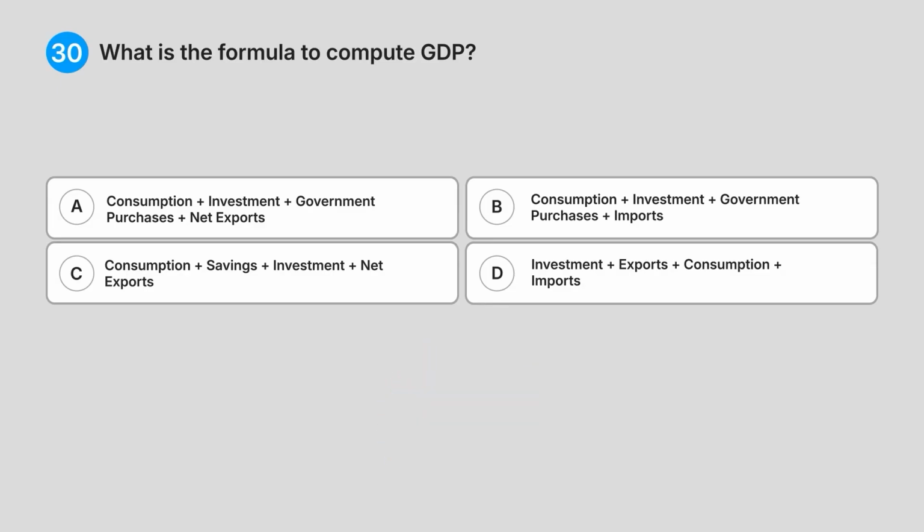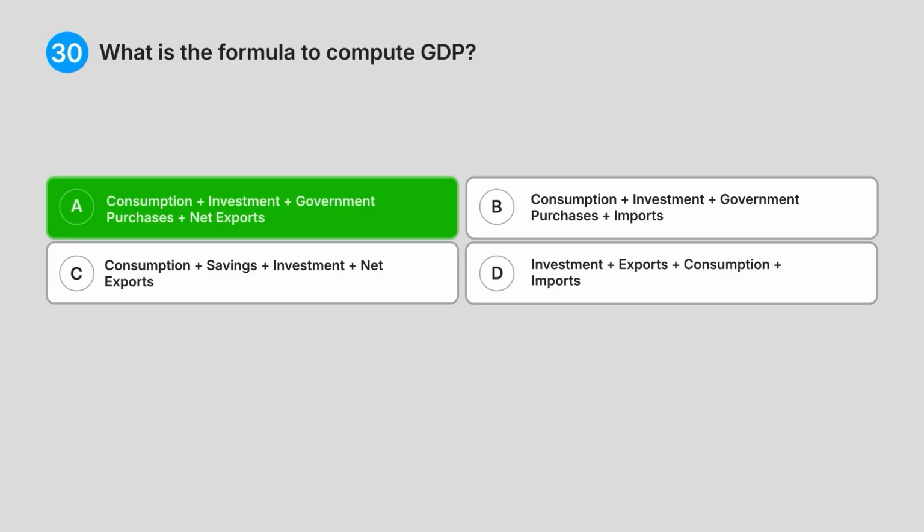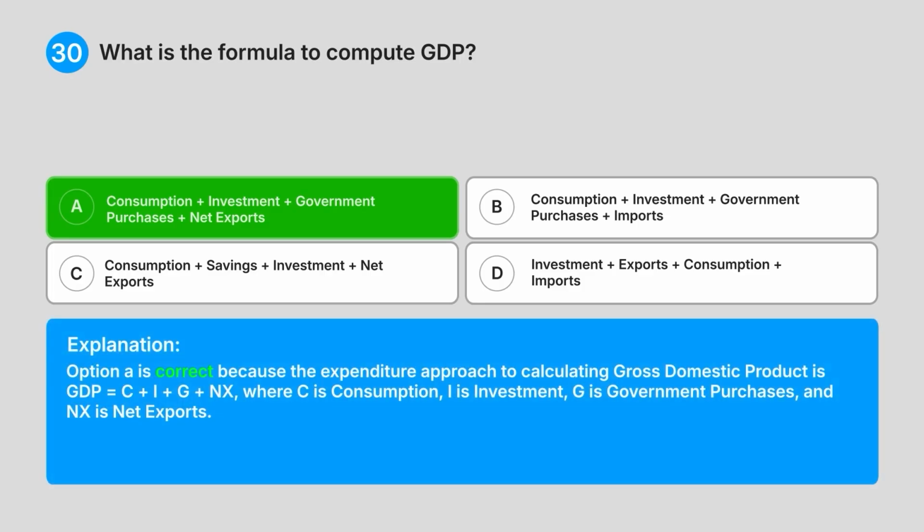Correct answer, A. Consumption plus investment plus government purchases plus net exports. Explanation: option A is correct because the expenditure approach to calculating gross domestic product is GDP equals C plus I plus G plus NX, where C is consumption, I is investment, G is government purchases, and NX is net exports.